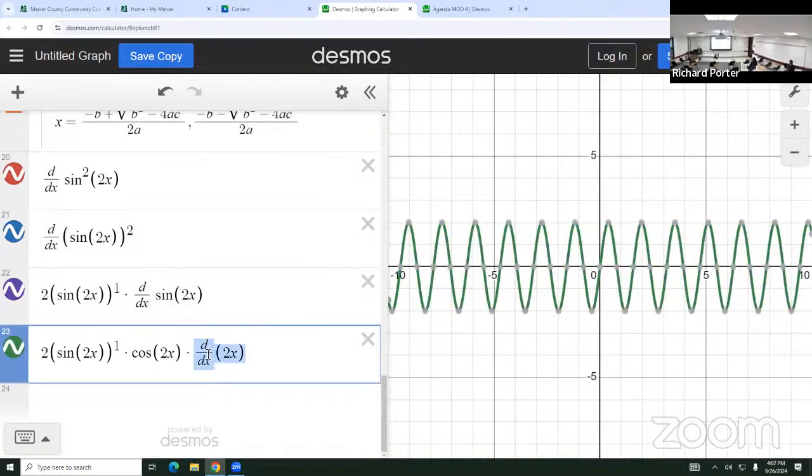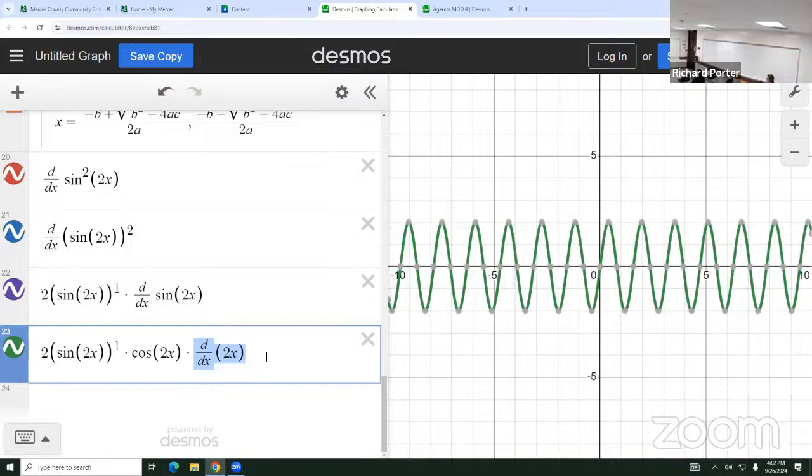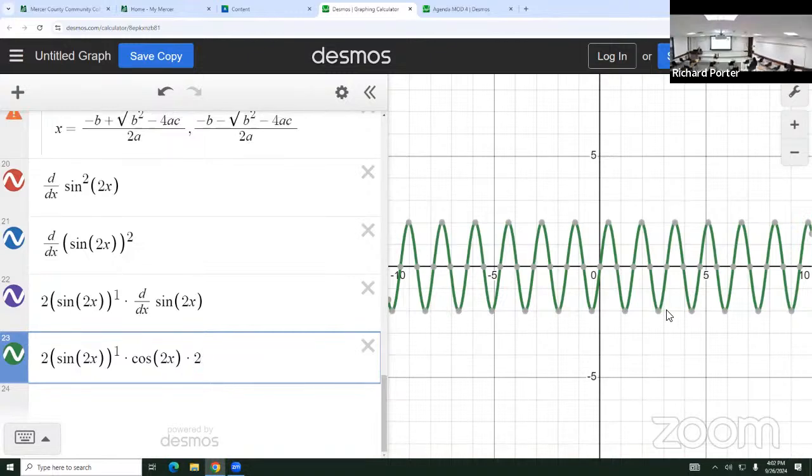So what's the derivative of 2x? What's the derivative of 2x? Squared? No, the derivative of 2x. What's the slope of a line? It's 2, that's y equals 2x. So let's take this out, put in 2. You see nothing changed.